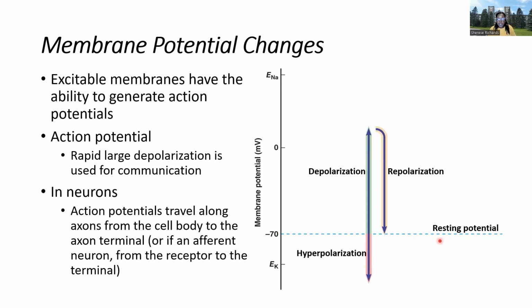Okay, now action potentials can travel along the axon. They start at the axon hillock with signals coming in from the cell body, and they travel all the way down the entire length of the axon to the axon terminal. And then that signal can be transmitted to the adjacent neuron.